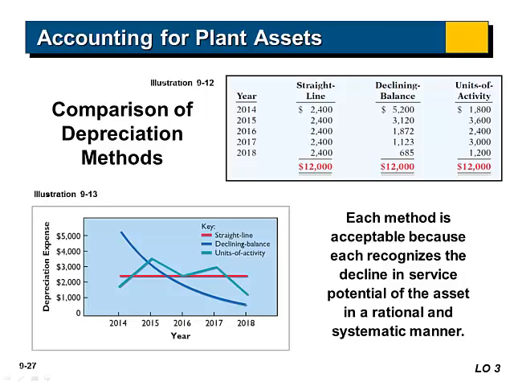So the green line is kind of jagged because some years it was driven little, some years it was driven a lot. Regardless, you can see 3 red numbers up there, 12,000, 12,000, 12,000. Regardless of the method used, they depreciated the asset down to its salvage value. So each method comes to the same end result. And each method is acceptable because each recognizes the decline in service potential of the asset in some sort of rational and systematic manner.